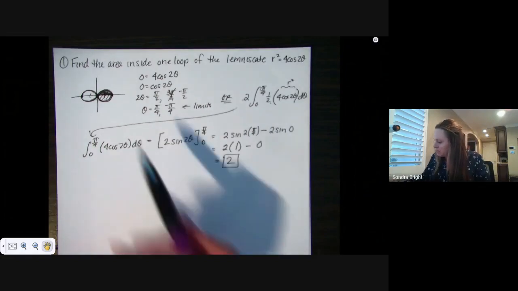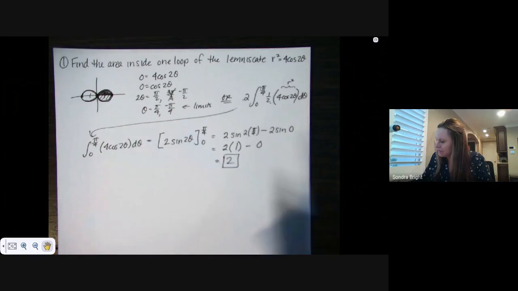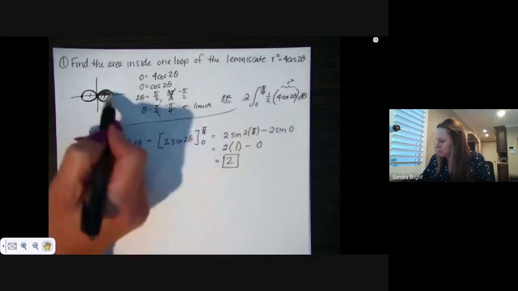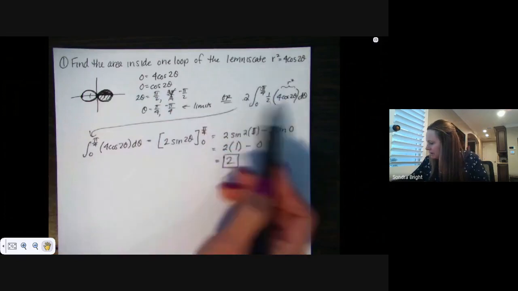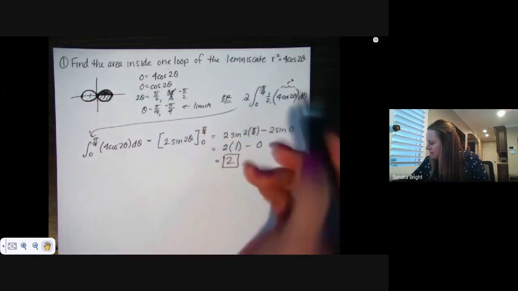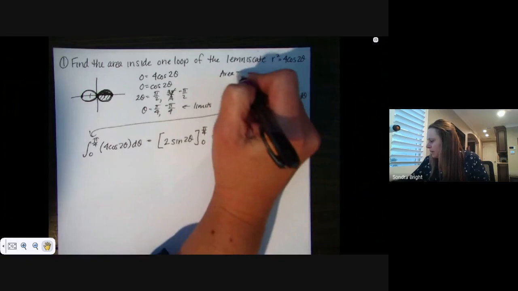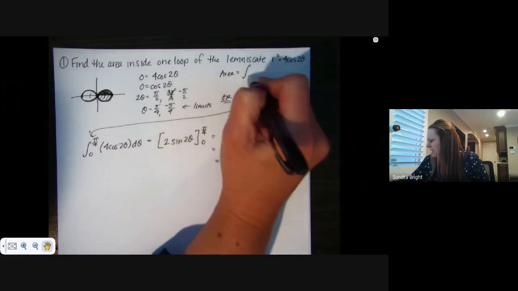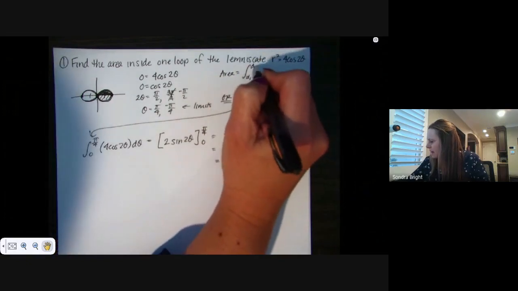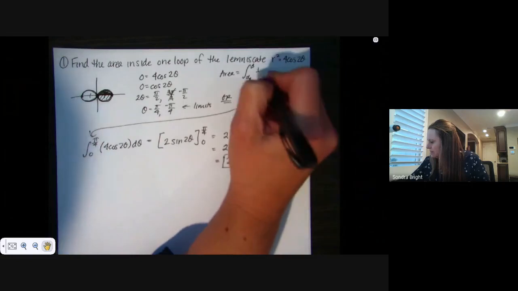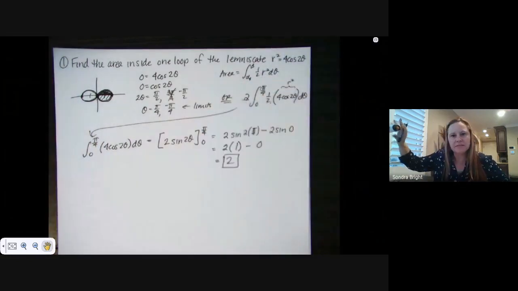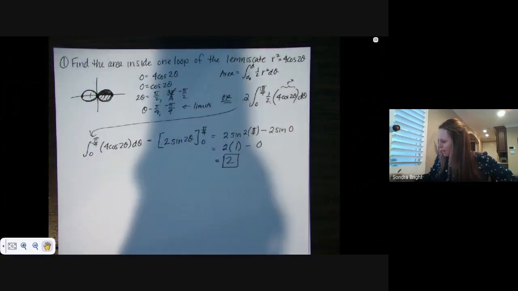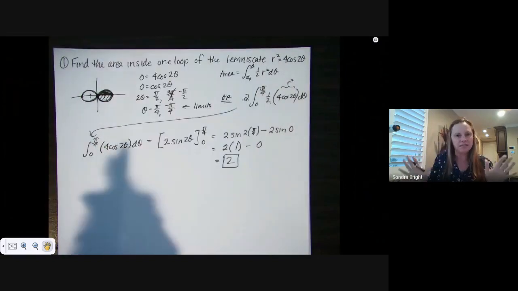And the way I did it was I only found the upper half of the loop and I multiplied it by 2. And then remember, our formula for the area is we used alpha and beta, I think, and then 1/2 r squared d theta. If you remember, that's how we found the area of these guys. Okay, so that's number 1. Lots of ways to do it.